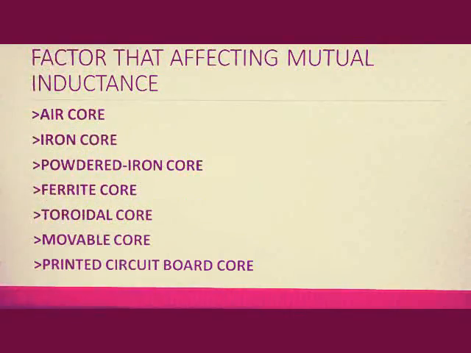Next slide. Factors affecting mutual inductance: air core, iron core, powdered iron core, ferrite core, toroidal core, movable core, and printed circuit board core. Air core: coils with a hollow or non-magnetic core are called air core coils. They have a low value of inductance and are generally used for high frequency applications.